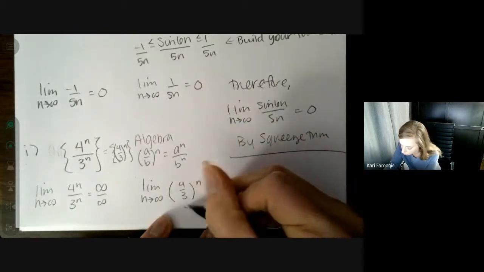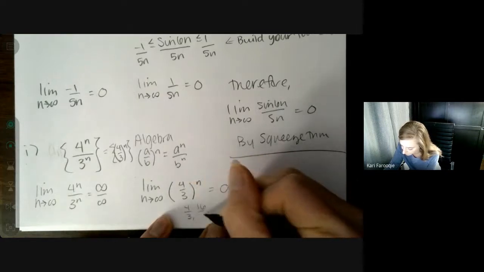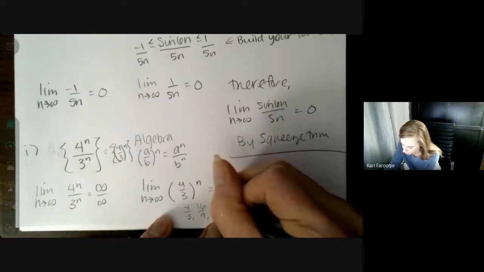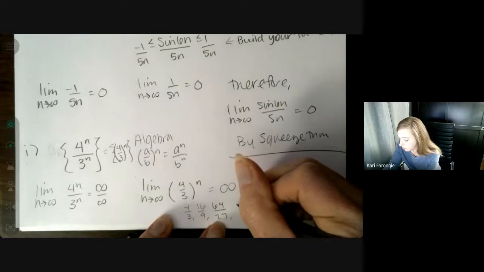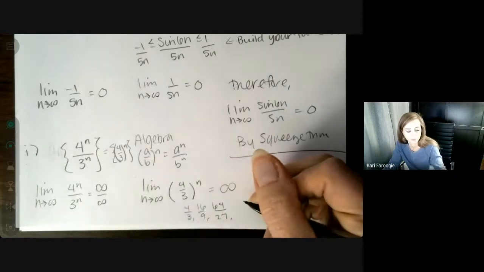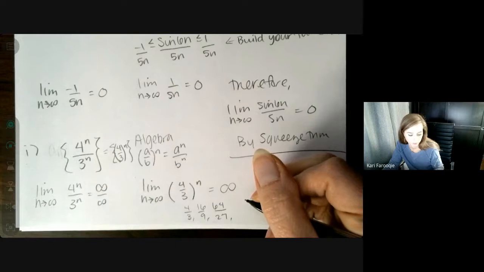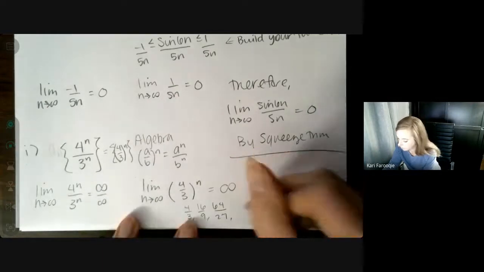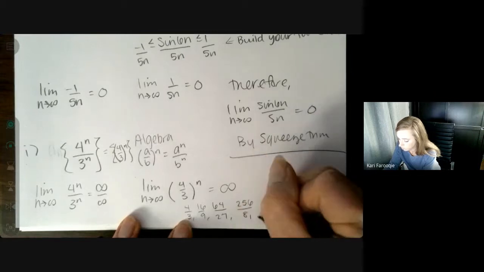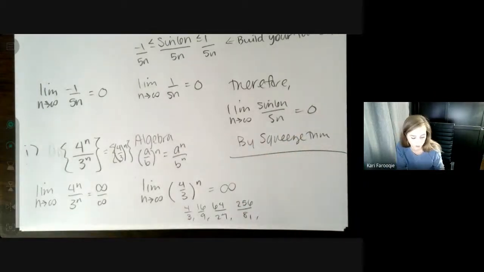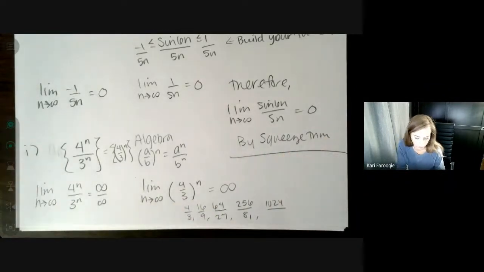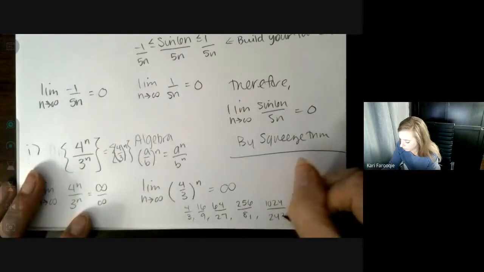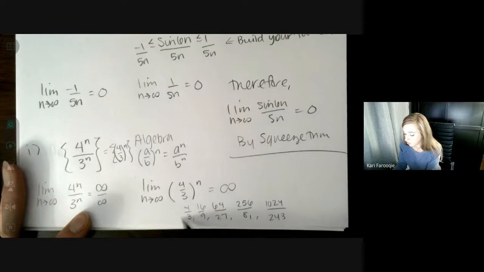So your terms are going 4/3, 16/9, 4 cubed is 64, 3 cubed is 27. 64, 256, over 81. 4 to the 5th is 1024, over 3 to the 5th is 243, right? Notice that in this case, your fractions started out such that these numbers were pretty close together, 3 and 4, only 1 unit apart.